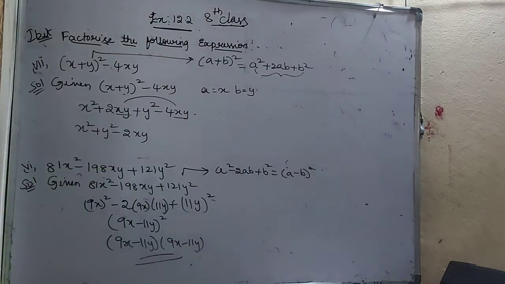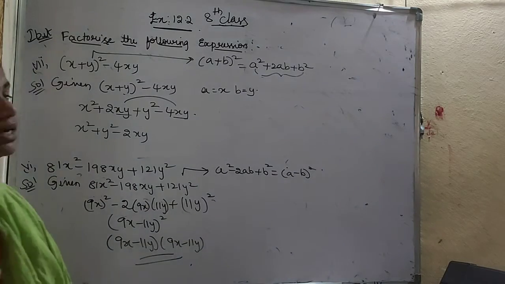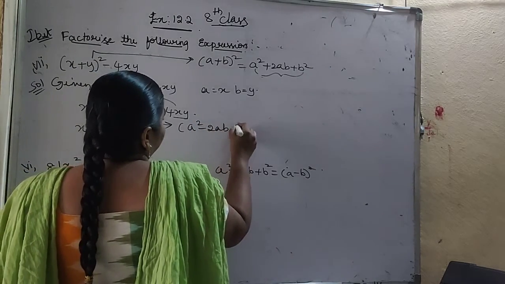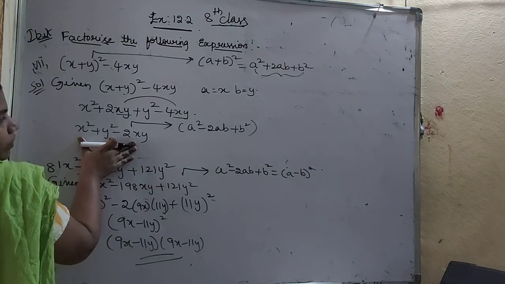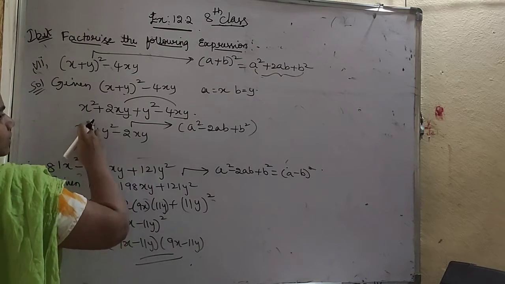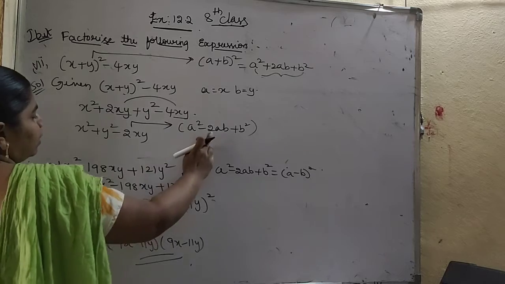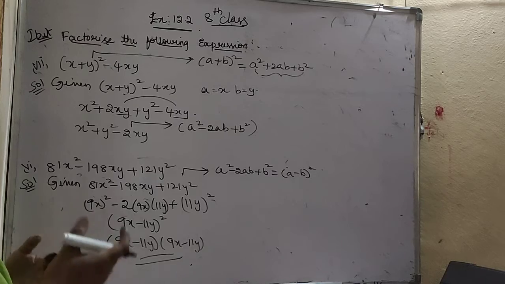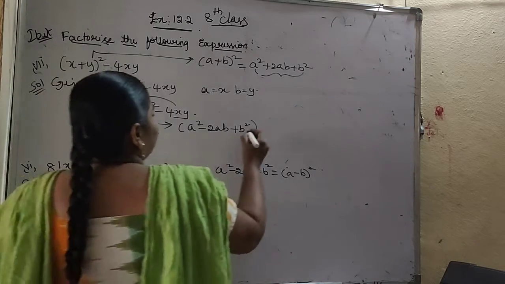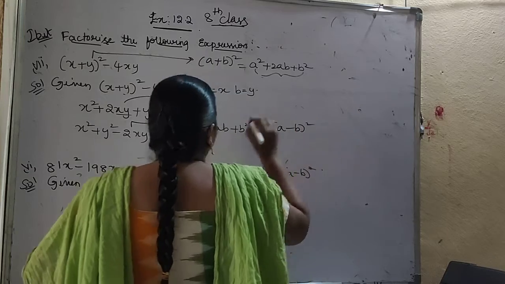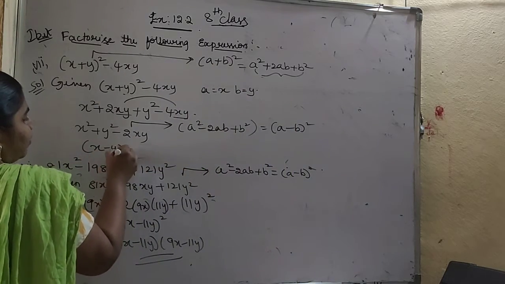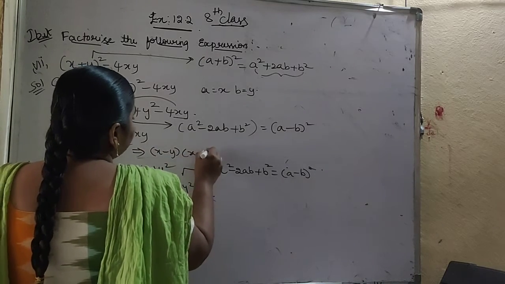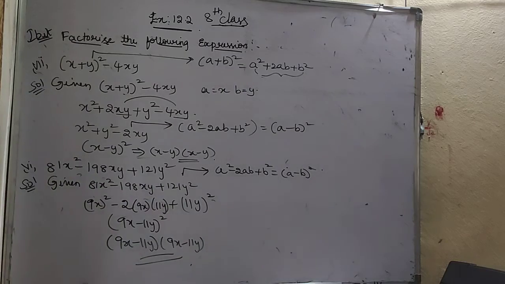Now x square plus y square minus 2xy is in the form of which formula, which identity? It is a square minus 2ab plus b square. So this is the identity we have got here. A square is nothing but x square, b square is nothing but y square, minus 2ab is nothing but minus 2xy. So in place of a and b, we got it as x and y terms. So we can write this as a minus b whole square, which means x minus y whole square. So this one we can write in the form of x minus y into x minus y. So this is our 7th solution.